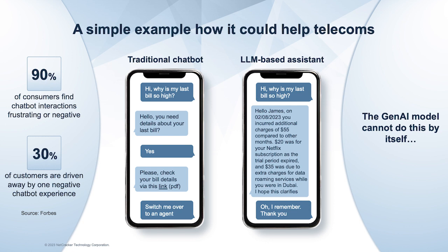With an LLM-based assistant, a request comes in: why is my bill so high? Automatically it knows who you are, when your last bill was, what the difference was compared to a normal billing cycle. It gives you 2 reasons why that bill was different. You were roaming, you had some Netflix subscription that was not free anymore. So it gives you everything in one simple response, and it does it in seconds.